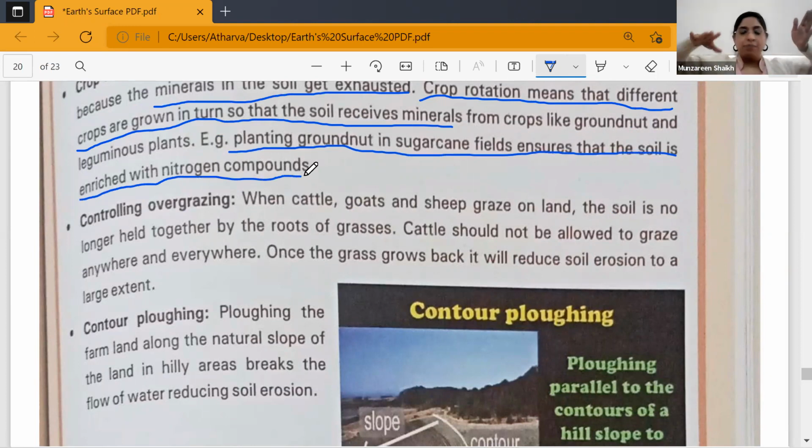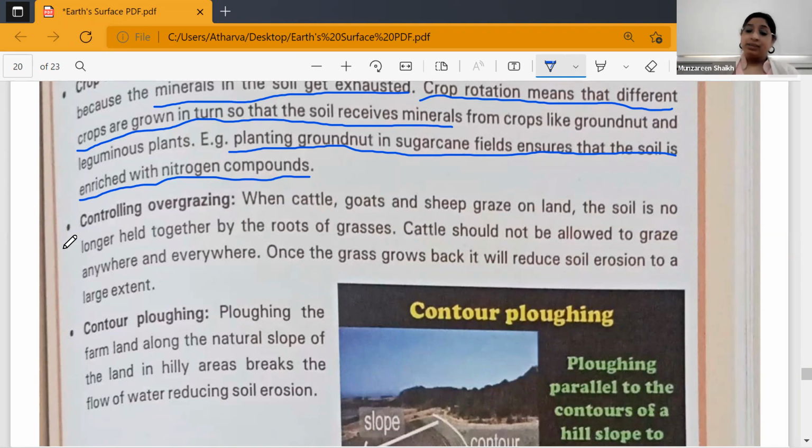Now if the farmer keeps on growing sugarcane crop after sugarcane crop, what will happen? The nutrients in the soil will get exhausted. So what the farmer can do is, if he grew sugarcane one time, the next time he can plant groundnuts instead of sugarcane again, so that the fertility of the soil that has been exhausted will return. Clear? Yes, ma'am.